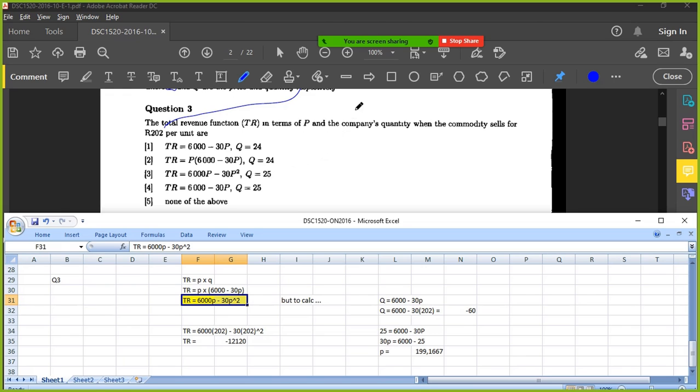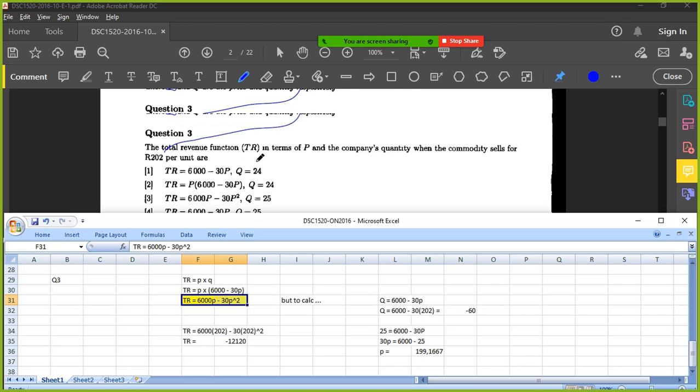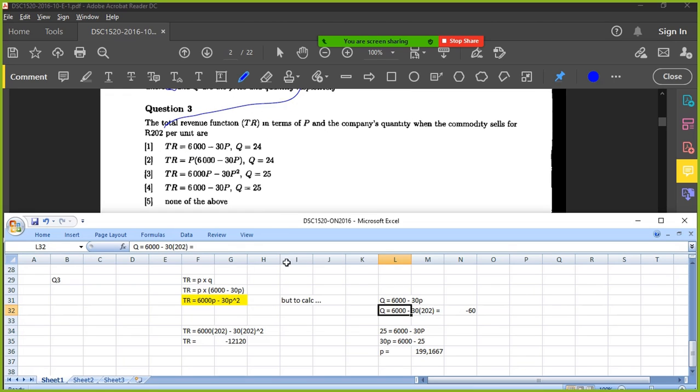Here they said the company's quantity when the commodity sells for 202 per unit, unless this is 220,2, I don't know. Let's make this a comma, because sometimes they don't show commas. If I put a comma here, no, then I get a massive quantity. So with this option, I would actually choose option 5.